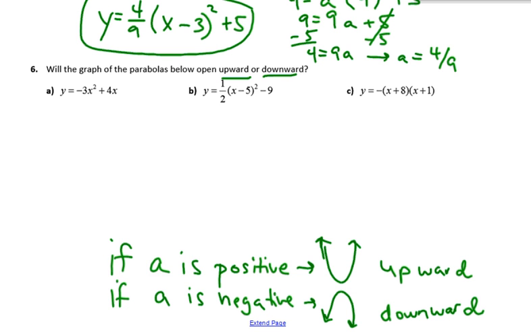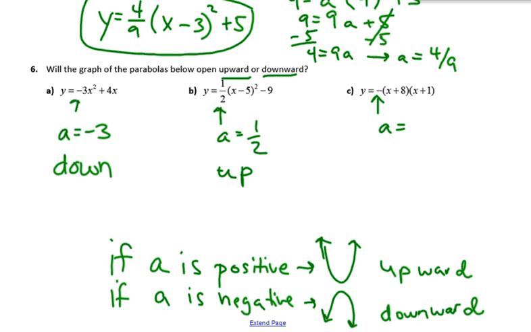So for part A, A is negative 3. So A equals negative 3, which is negative, so that would be opening down. Part B, A is 1/2, so that's positive, so that's going to be opening up. In part C, A is negative, and it's actually -1, and that's going to be opening down. Very easy. Again, no one should miss those.